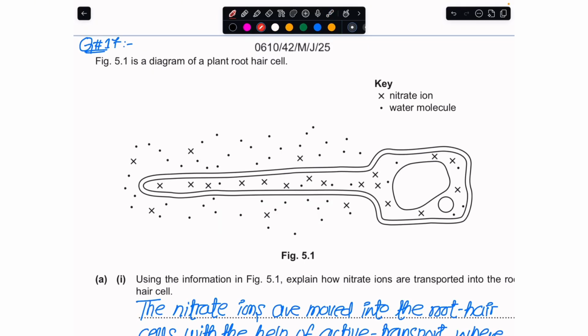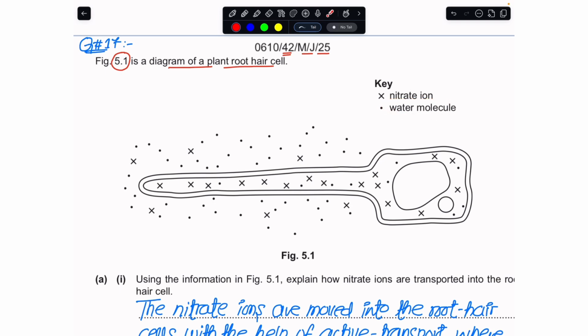This appeared in May June 2025. The variant was 4.2. And the figure 5.1 that we see here shows you the diagram of the root hair cell. So if I were to just simply demonstrate what lies within the diagram, here we have the cell wall and we have the cell membrane, and here lies the cytoplasm of the root hair cell. Here comes its large vacuole. And if we follow the key, the cross indicates nitrate ions, and the dots that we have, this is indicating the water molecules.